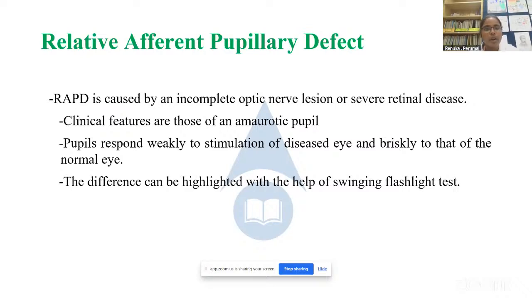Next is relative afferent pupillary defect. This is RAPD, which is caused by an incomplete optic nerve lesion or severe retinal diseases.